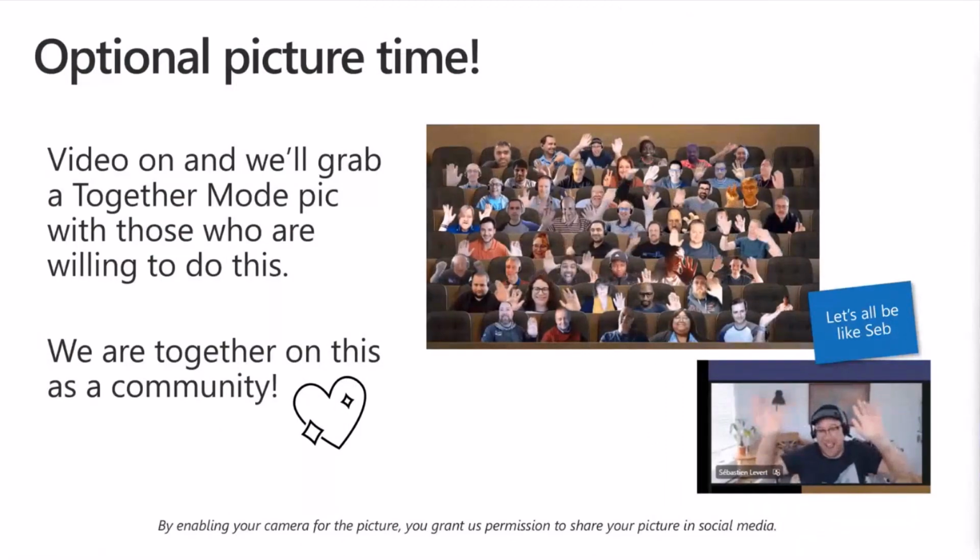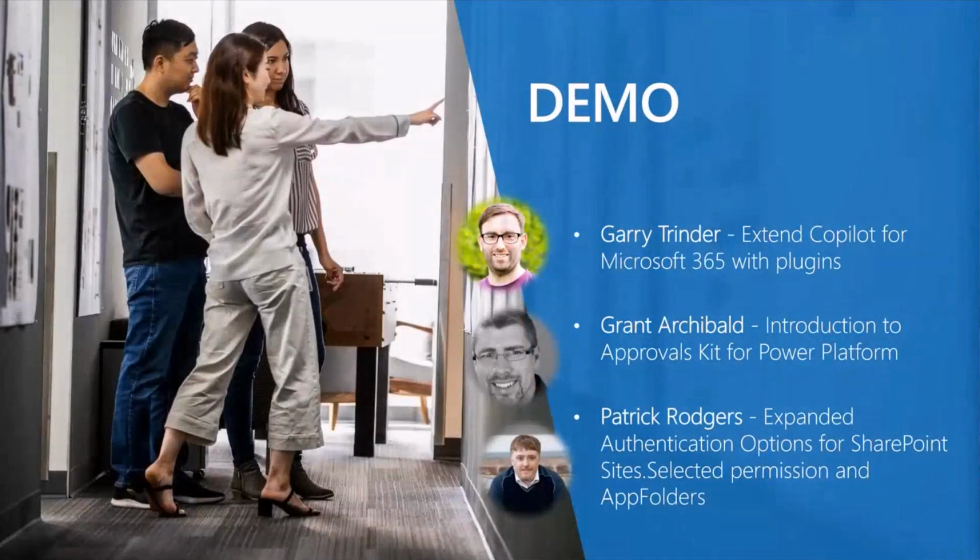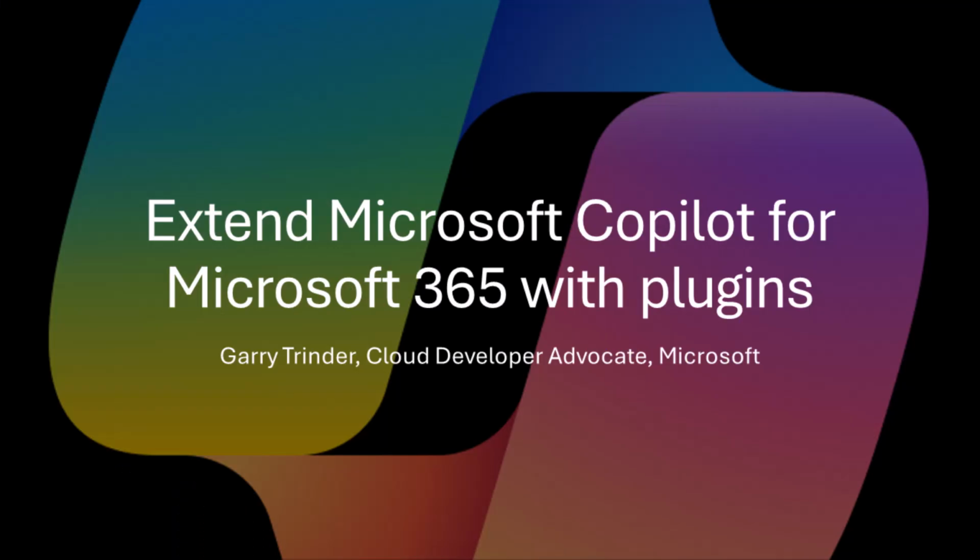Now, then we'll go to the actual stars of the day. So we'll start with Garry Trinder around extensibility for Microsoft 365, and then we move to Grant Archibald after Garry around the approvals kit, and then Patrick Rodgers is the last demo spot of the day. But I guess, Garry, you are ready to go. I am. Hopefully you can hear me all well. I'm just sharing my screen. Hopefully that all comes through. Yes, we can see the screen. Take it away. Excellent.